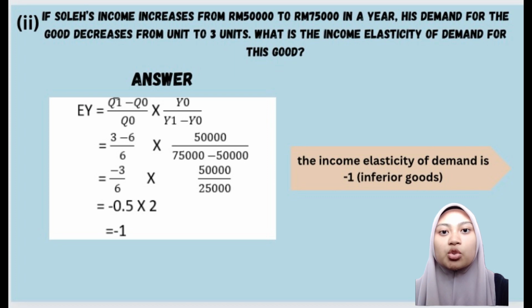Question number 2, we need to use the income elasticity formula, which is EY equals QY minus Q0 over Q0, multiplied by Y0 over Y1 minus Y0. So next, we have to substitute all the details into the formula. We get 3 minus 6 over 6, multiplied by 50,000 over 75,000 minus 50,000. Next, negative 3 over 6 multiplied by 50,000 over 25,000, we get negative 0.5 multiplied by 2. So the answer would be negative 1.